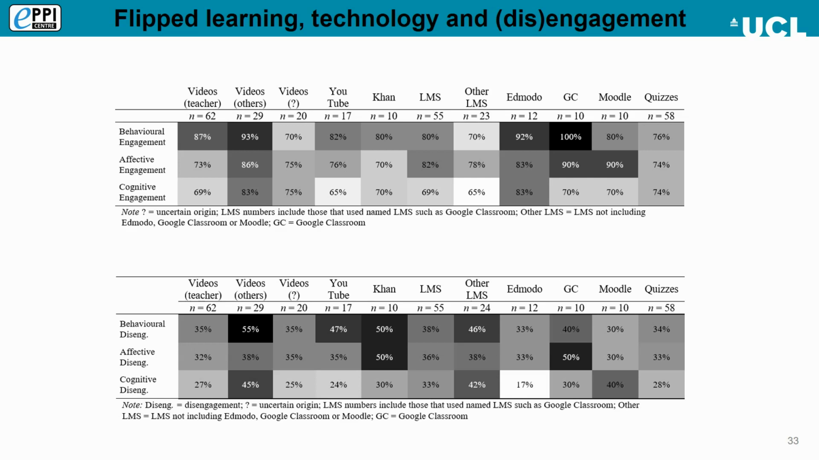In cases where named learning management systems were used, such as Edmodo, Google Classroom and Moodle, engagement was really quite high as opposed to other learning management systems that were used. And part of the reason for that is the increased collaborative opportunities that some of these learning management systems allow students to have, and really enabled that interaction with peers and the interaction with teachers to occur.